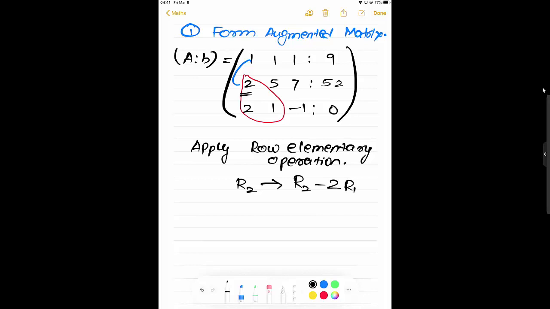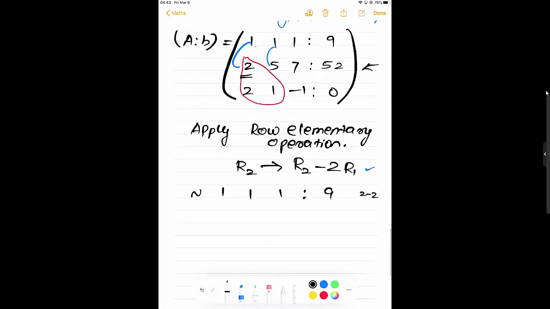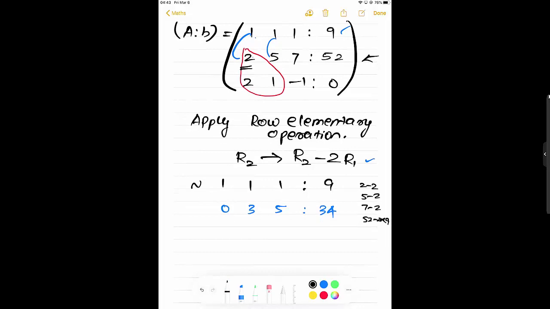This time I will directly write the calculated numbers. If you apply this particular rule, then what will be the matrix? The first row remains the same. You are going to apply it in the second row. So 2 minus 2, 5 minus 2, then 7 minus 2, then 52 minus 2 into 9. Like this you have to apply: 2 minus 2 is 0, 5 minus 2 is 3, 7 minus 2 is 5, then 52 minus 2 into 9 will be 34. And the third row remains the same.